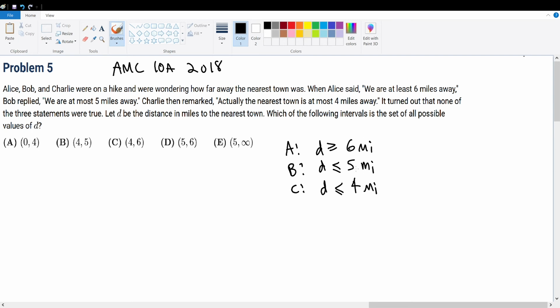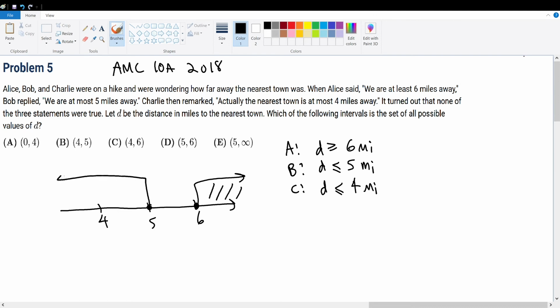So let's plot this on a number line because we're dealing with one-variable inequalities. So if this is 4, this is 5, and this is 6, according to Alice, this will be from 6 with a solid dot all the way onwards to infinity. And according to Bob and Charlie, this will look like this. So it will go in the negative direction, opposite of Alice's.